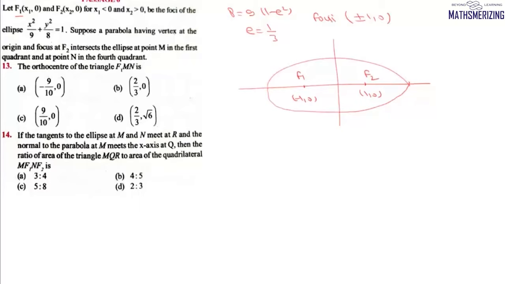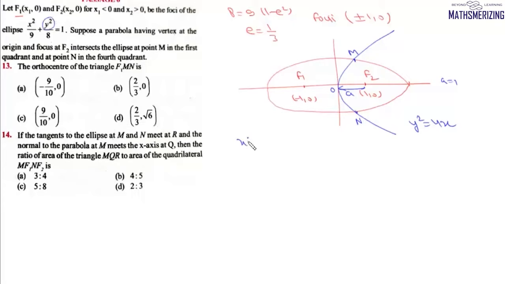So we need to draw a parabola with vertex at center and whose a is 1. So we know that equation of this parabola will be y square equals 4x. Now this parabola intersects this ellipse at M in the first quadrant and N in the fourth quadrant. So first we need to find these points M and N. So we'll solve the two equations. We'll put the value of y square as 4x.